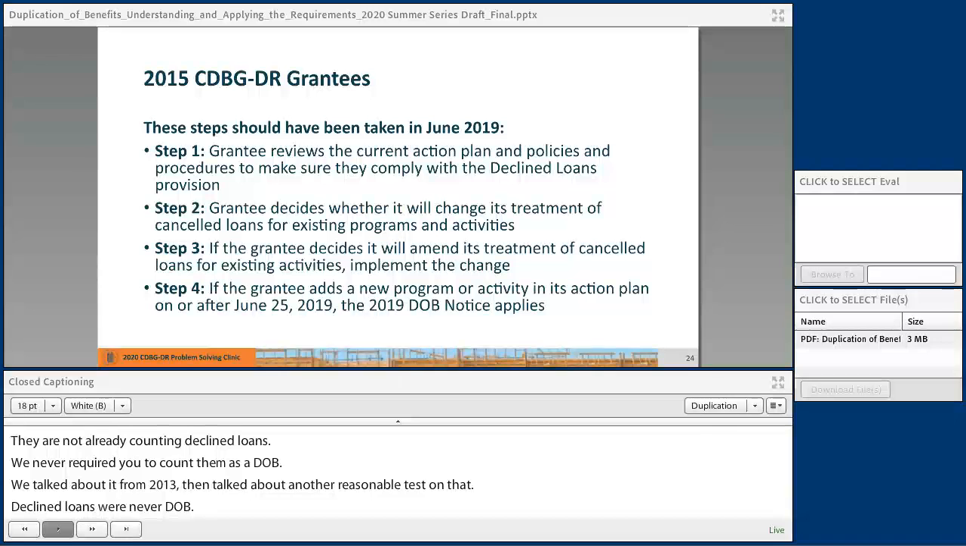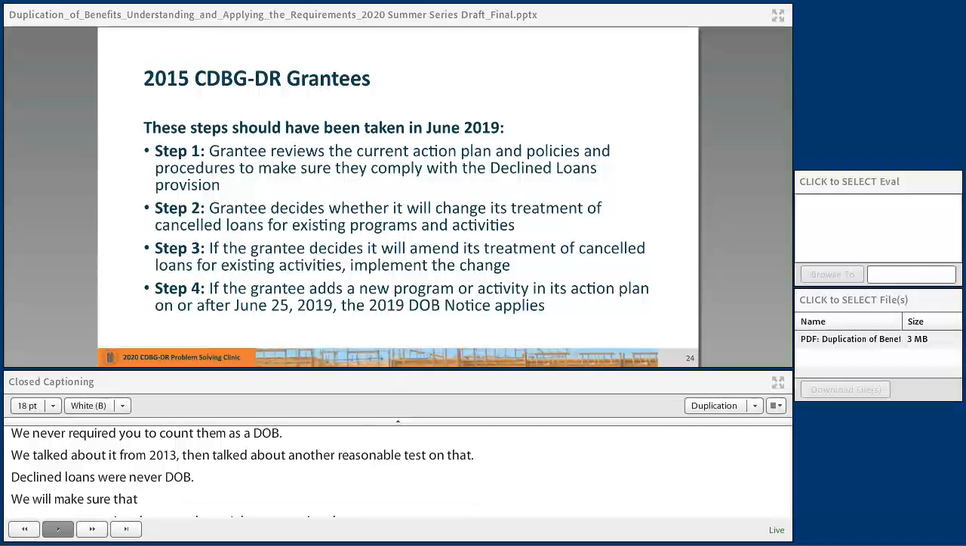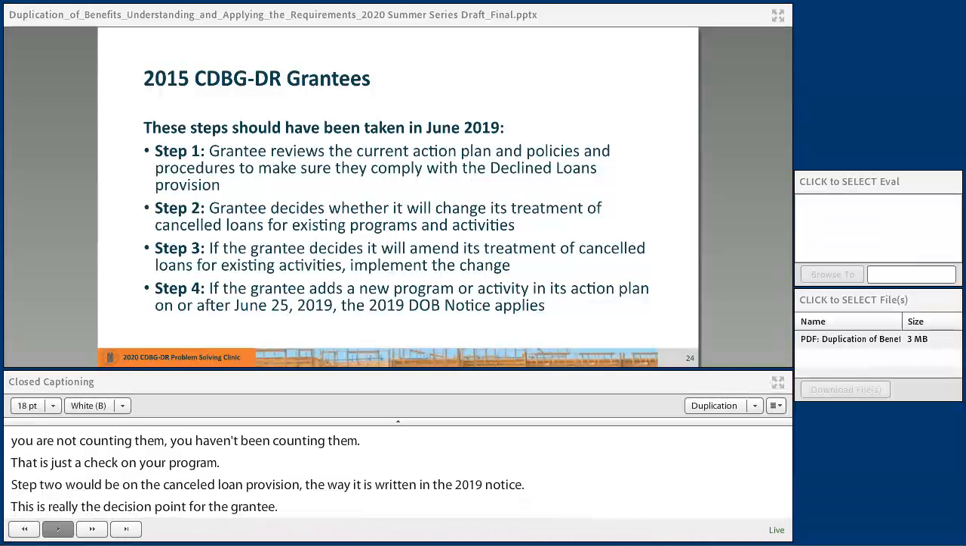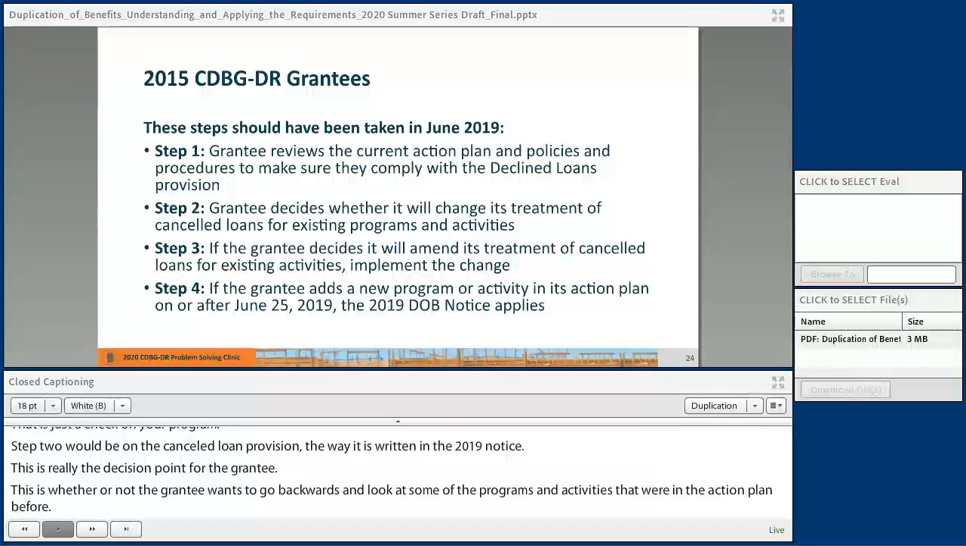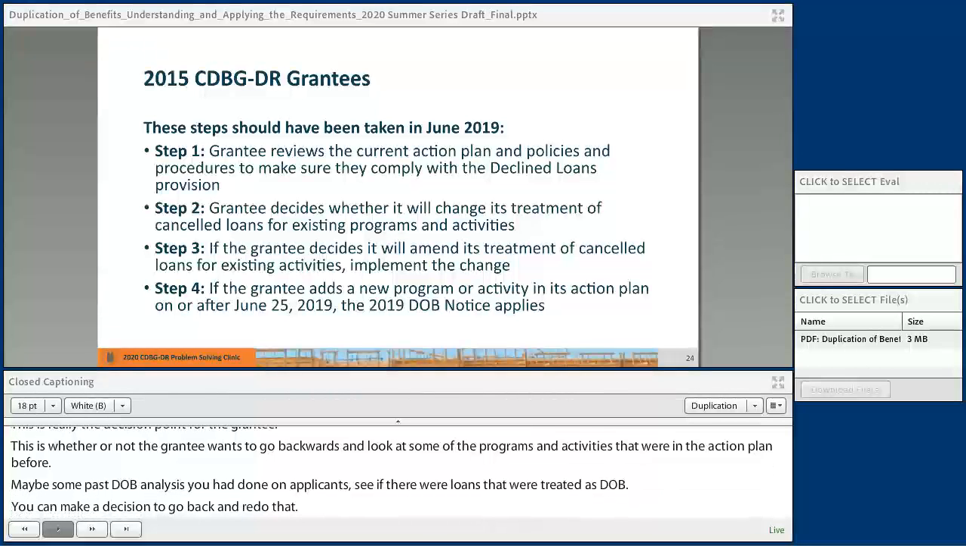Step 2 would be on the canceled loan provision, the way it's written in the 2019 notice. Now this is really a decision point for the grantee, whether or not the grantee wants to go backwards and look at some of the programs and activities that were in its action plan before, maybe some past DOB analysis that you've done on applicants, and see if there were canceled loans that were treated as DOBs. You can make a decision to go back and redo that and start not counting canceled loans as a DOB, as long as you're meeting all the requirements we talked about, getting that proper documentation, which is super important.